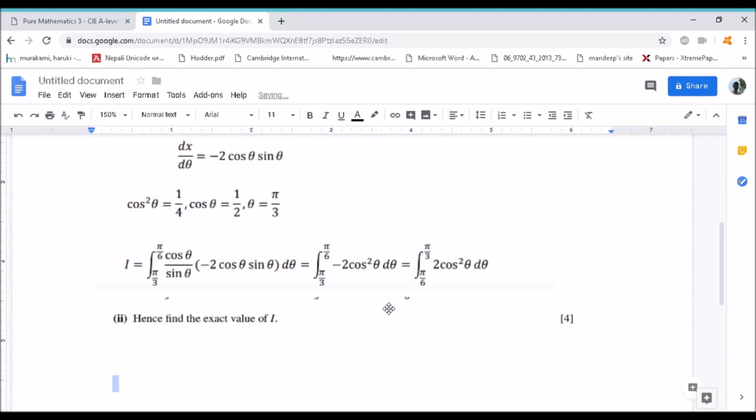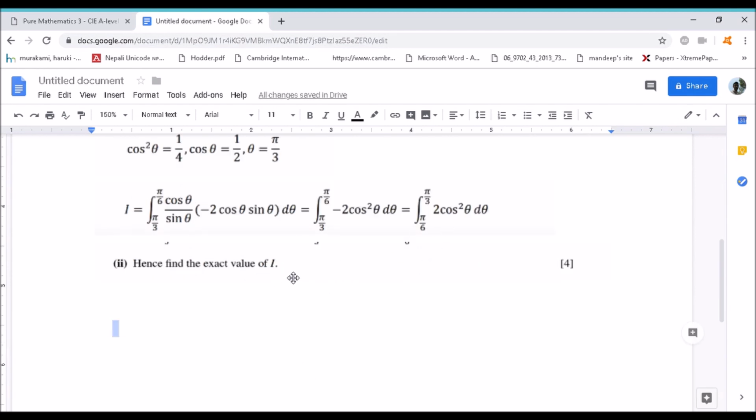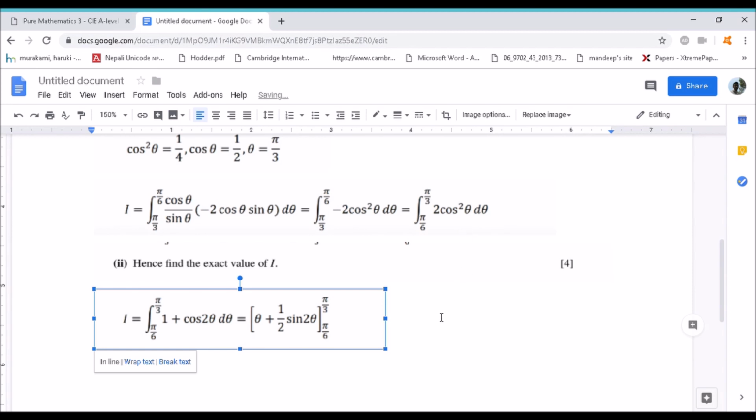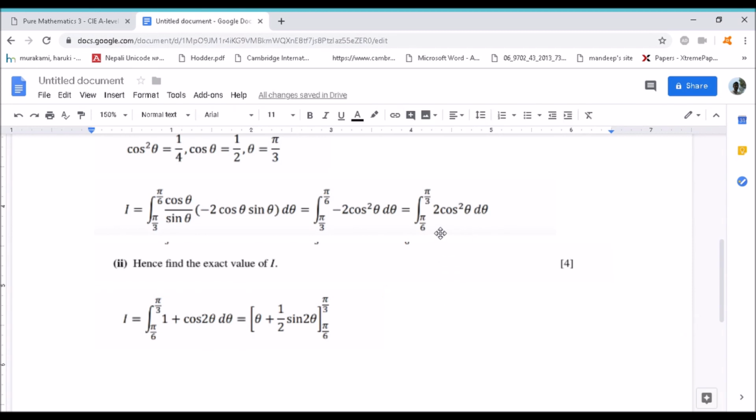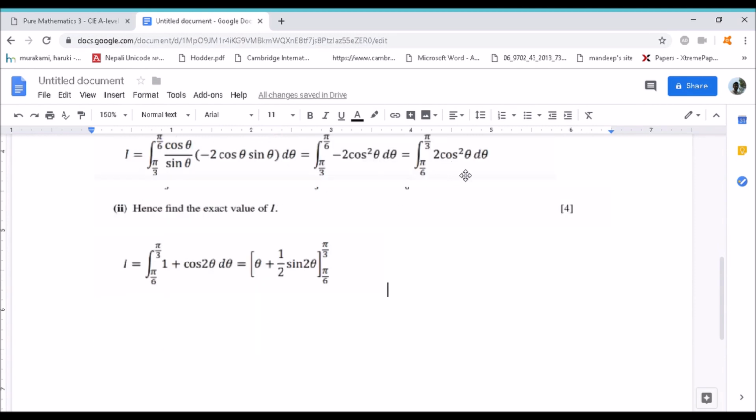Let's move on to the second part. Hence find the exact value of I. So after this, again we have to integrate 2 cos squared theta. So 2 cos squared theta equals 1 plus cos 2 theta. That's the simple trigonometric rule. You will be given that in the formula sheet.